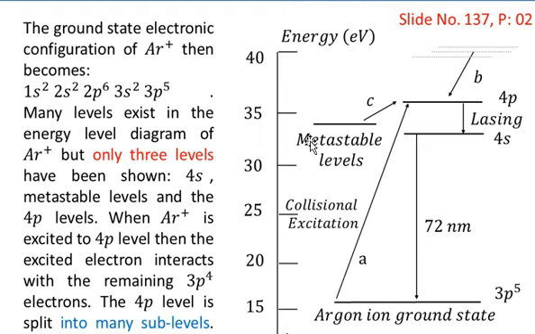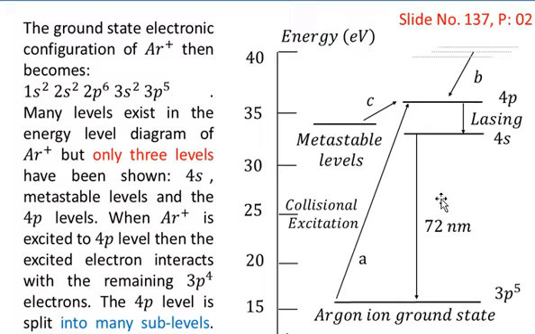Apart from this, we have shown the metastable levels. You see that these metastable levels are not in resonance with any of the 4p or the 4s levels. And you can see that there are three ways by which the 4p, that is the upper laser level of the argon ion laser, can be populated. One is through path A, which is collisional excitation. So the argon ion, through collisional excitation, is excited to a 4p level.